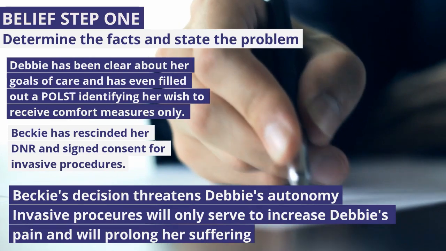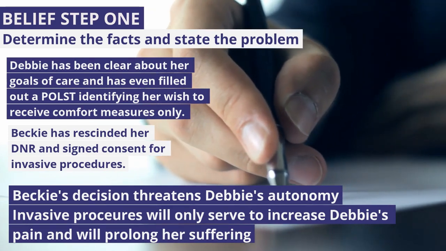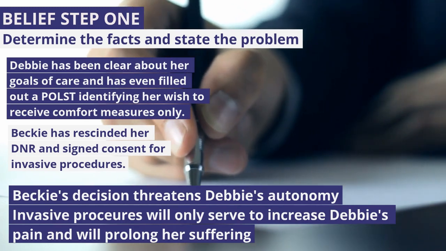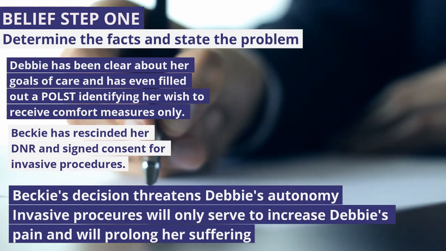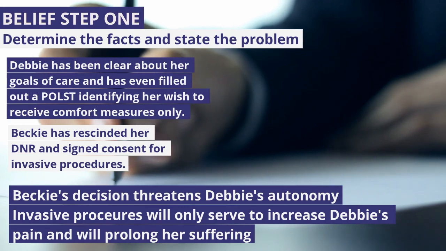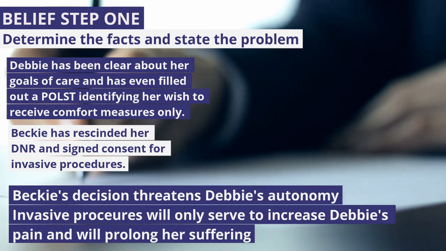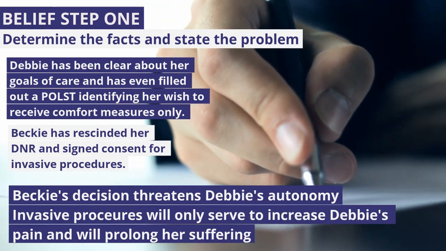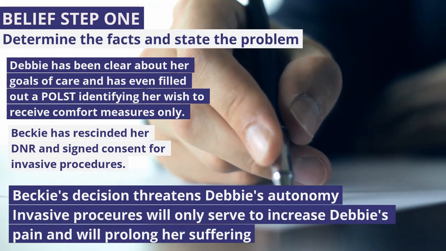Debbie has been clear about her goals of care and even filled out a POST indicating that she would want to receive comfort measures only. After this morning's fall, Becky rescinded her mother's DNR and has signed consent for invasive procedures. Unless Debbie's feelings have changed since their last encounter, Becky's decision threatens Debbie's autonomy. These invasive procedures will not prolong Debbie's life and will likely result in increased pain and prolonged suffering.